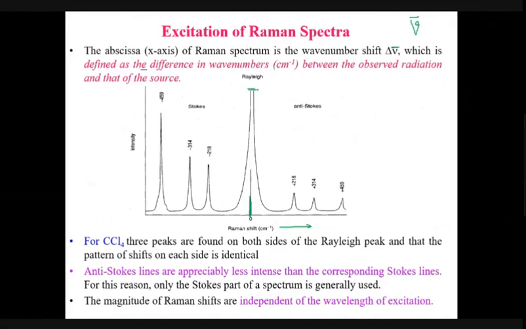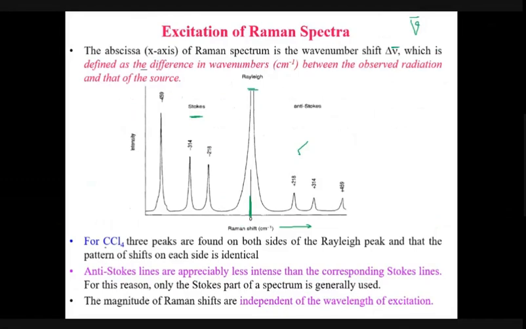Then you will get Rayleigh scattering. If the scattered wavelength is shorter, then you will get anti-Stokes. If the scattered wavelength is longer, you will get Stokes. Okay, so I will repeat the first point. The abscissa of the Raman spectrum is the wave number shift delta nu bar, which is defined as the difference between wave numbers of the observed radiation and that of the source.